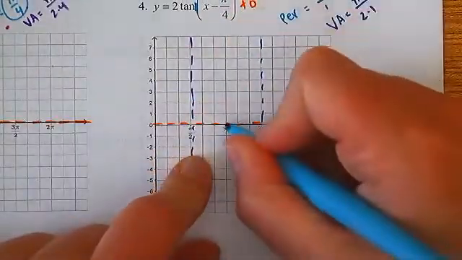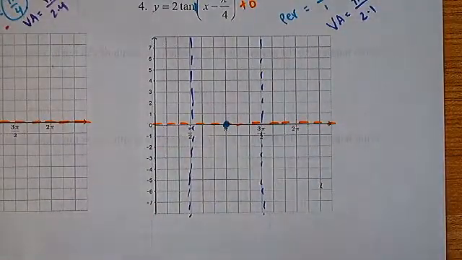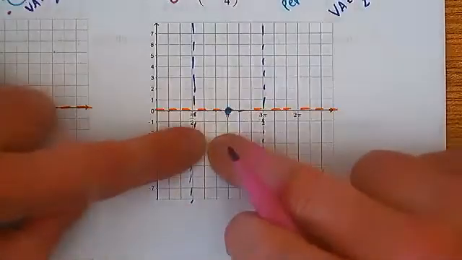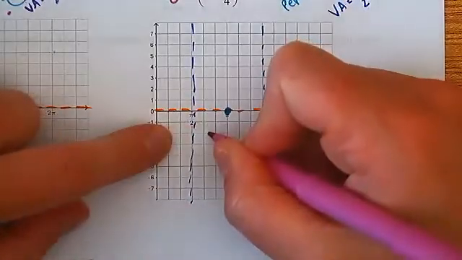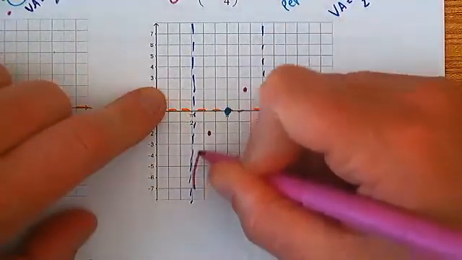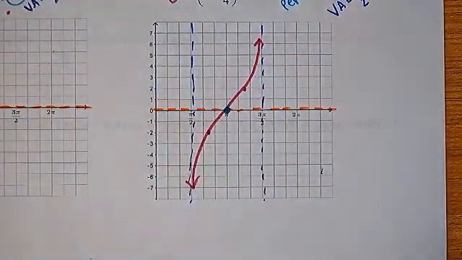Halfway, which is there. Then to show our amplitude of 2, we count halfway and down 2, and halfway and up 2. Like that. Okay.